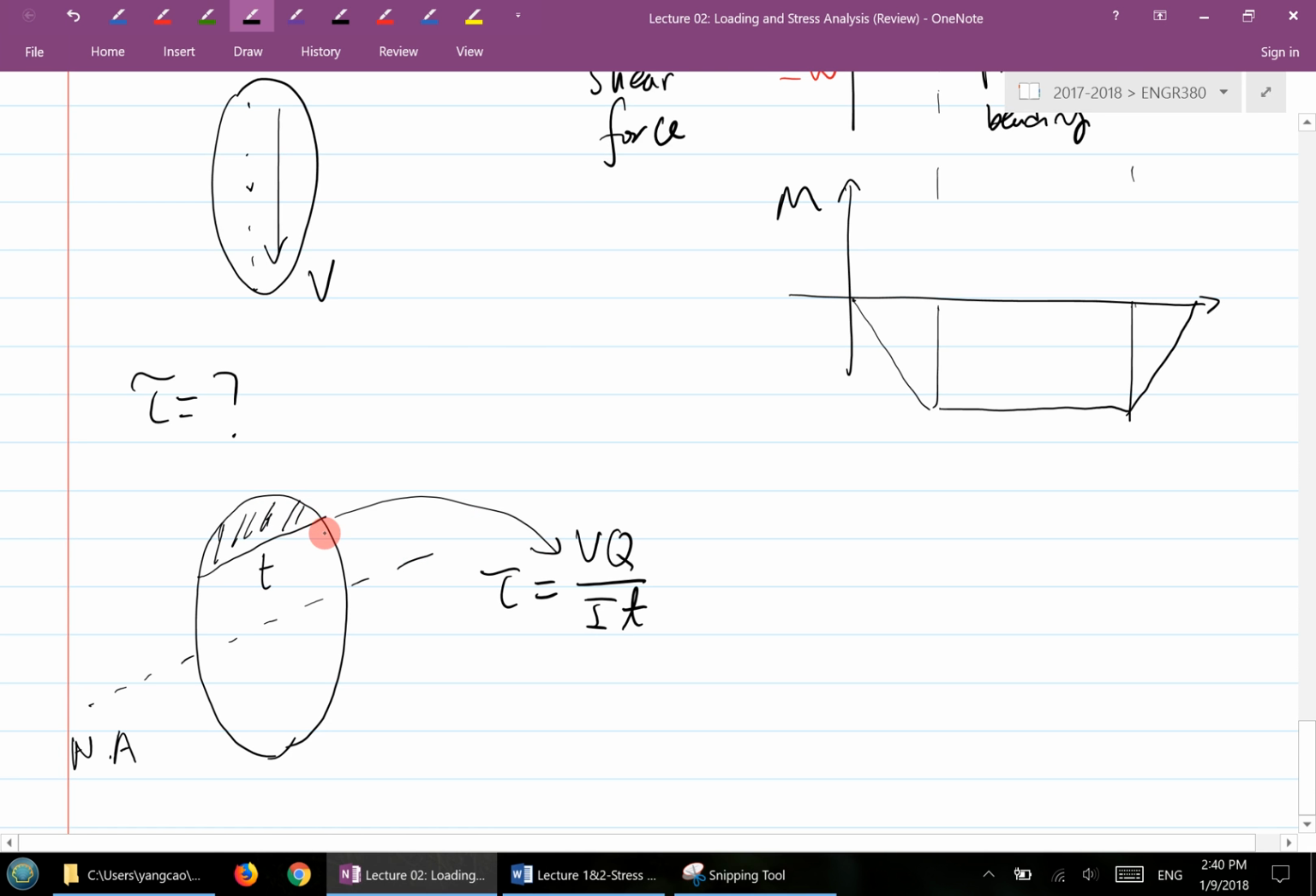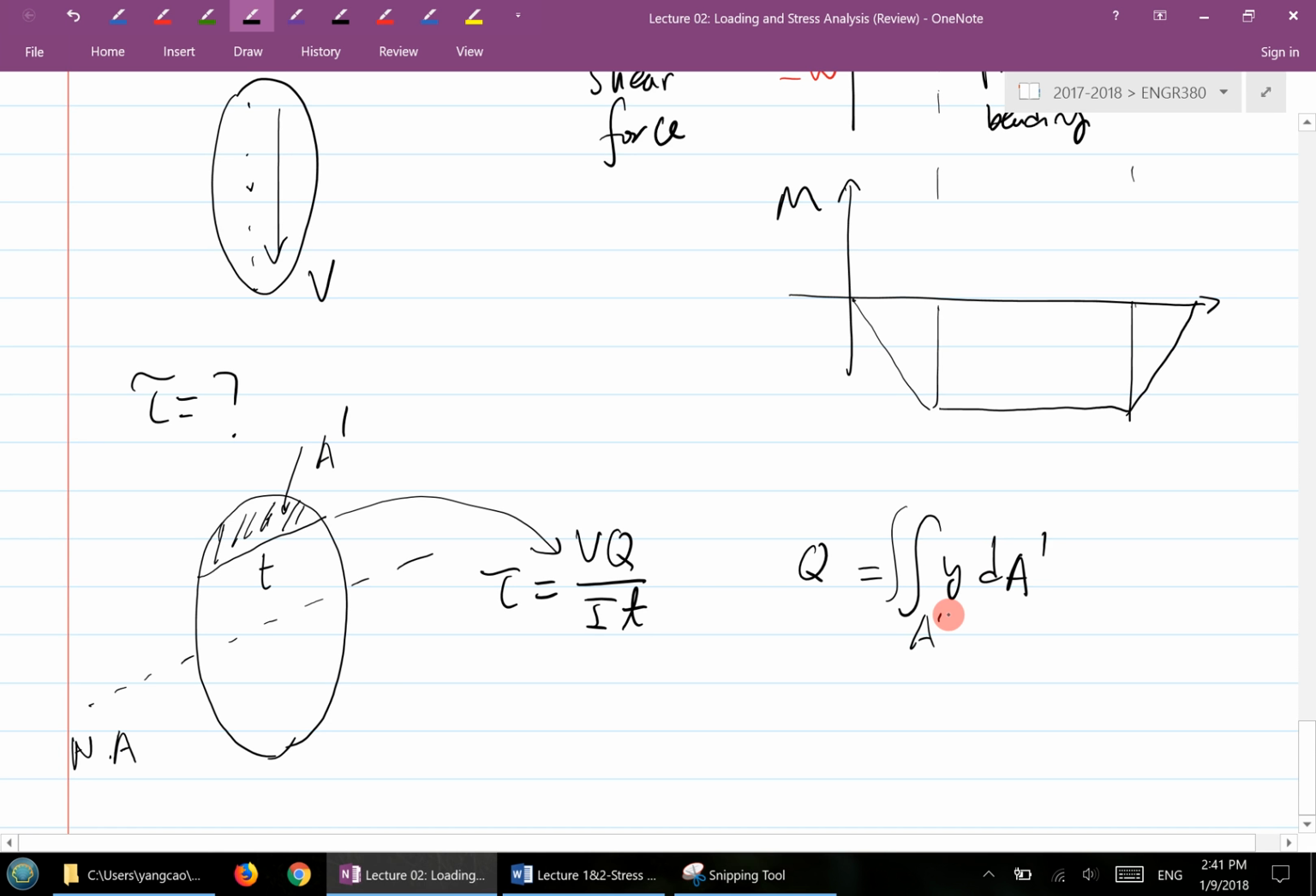At this location, the shear stress. So the t is the thickness at that location, and then the Q at here is calculated. So suppose this is your, let's say, A prime. This whole region is A prime, and you can calculate the Q using a double integral actually, y dA prime over this area A prime.